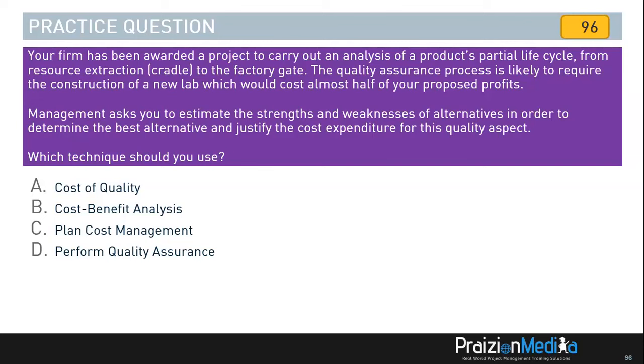All right, hit the pause button if you need more time. So when you think of these options, my friends, to justify cost expenditures, there's 2 that you can immediately shoot down.